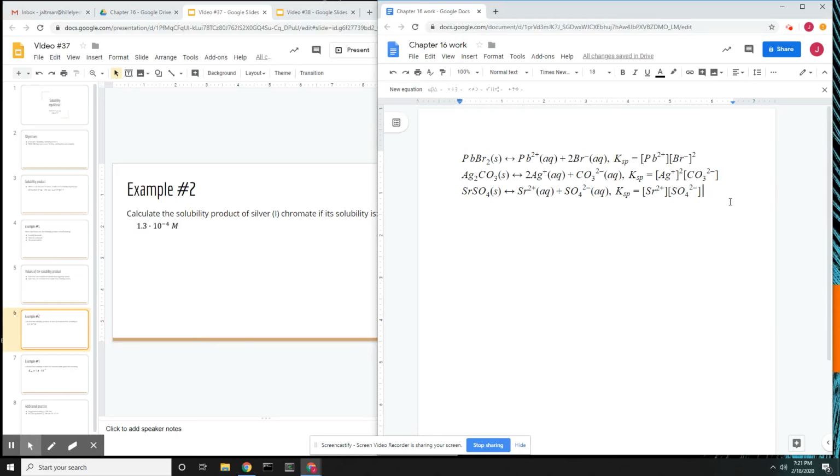Right. So when I say that the solubility of something is that, what that means is that the concentration of silver chromate is going to be equal to 0.00013 molar. What that really means, though, is that the Ag concentration is actually double that.